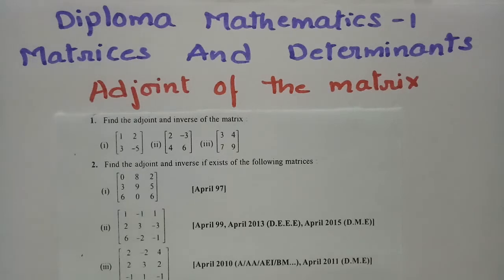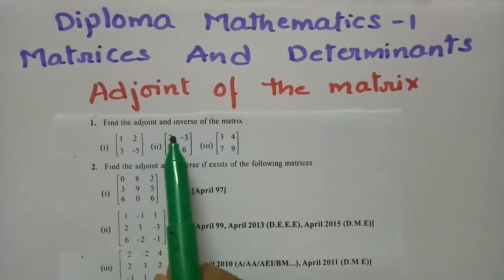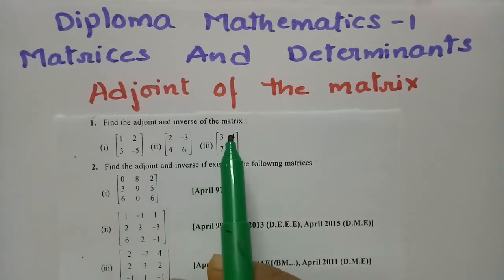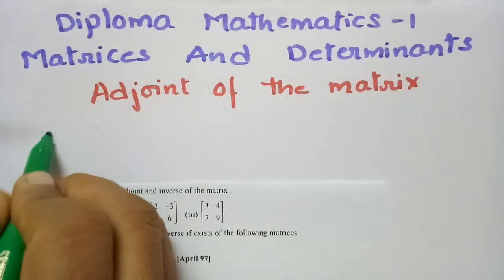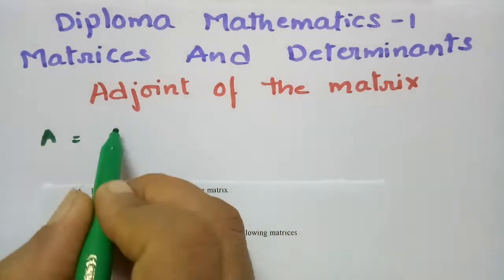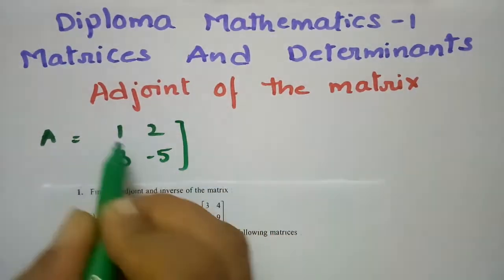In today's video, I am going to solve a few problems on adjoint of matrices. This topic is from matrices and determinants, and it is related to Diploma Mathematics 1. First of all, we have to find the adjoint as well as the inverse of a 2 by 2 matrix. Here A is given as 1, 2, 3, and minus 5.